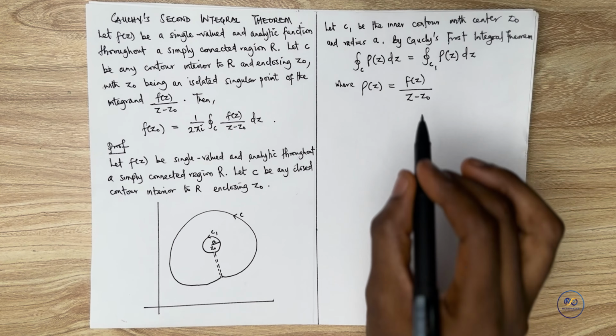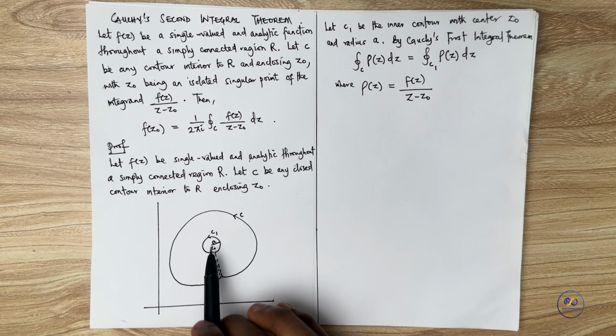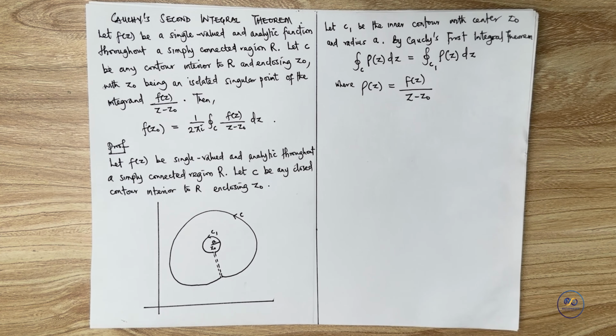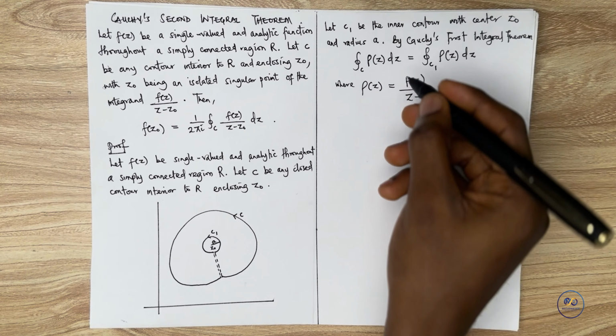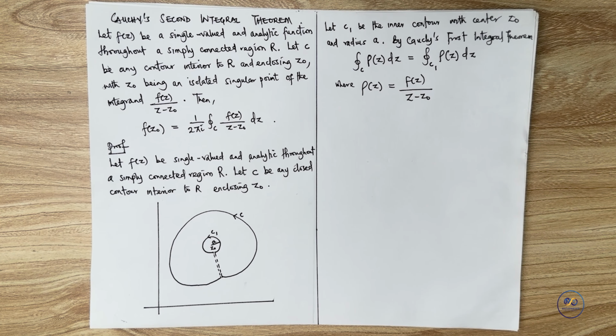Where z is of course any arbitrary point within this contour C1, which means whatever happens on C1 totally tallies with what happens on C. Now, of course, if you take the difference between any of the complex variables within this contour and the center z naught, you would have yourself a complex number, right? Now we can write this complex number as a complex variable, correct?